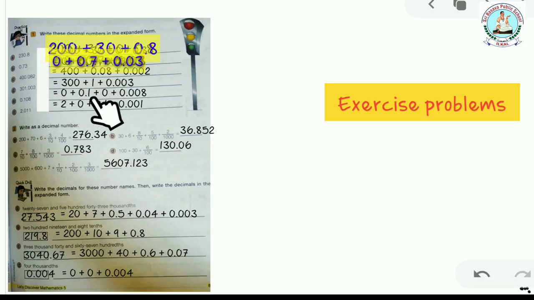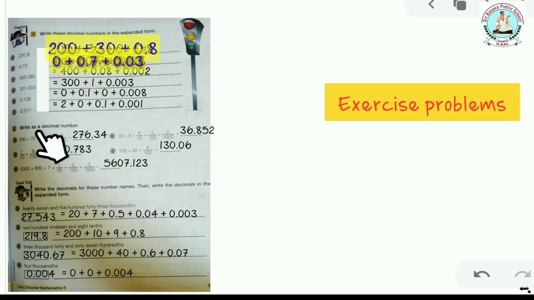This can be written in expanded form like 0 plus 0.1 plus 0 plus 0.008, and 2.011 can be expanded like this: the place value of 2 is 2, the place value of 0 is 0, the place value of 1 is 0.1, and the place value of the last 1 is 0.001.